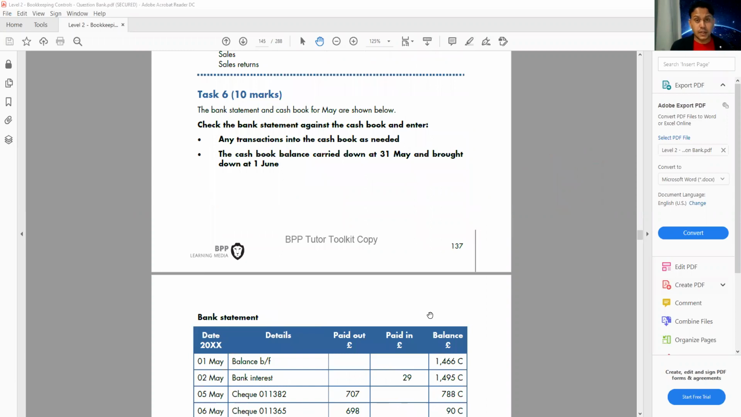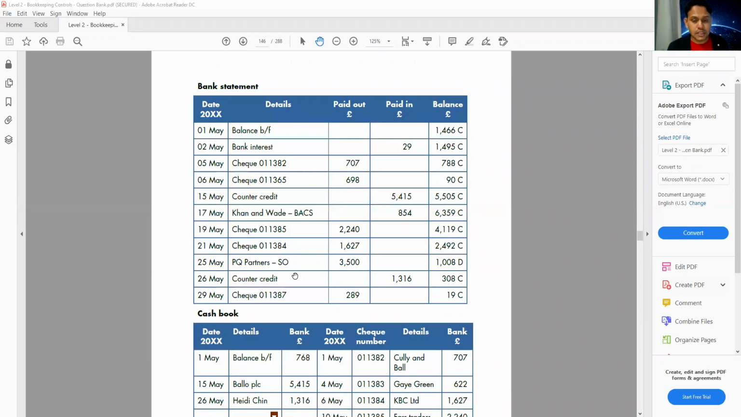And maybe after that, we can take a break. Let's finish this task number 6. Bank reconciliation. This question will definitely be in the exam, no doubt. So let's read this question. They said the bank statement and the cash book for May are shown below. Check the bank statement against the cash book and enter any transaction into the cash book as needed, and the cash book balance carried down and brought down. So basically they're asking for the balance c/d and b/d and to update the cash book. That means they're not asking for the reconciliation for this question.